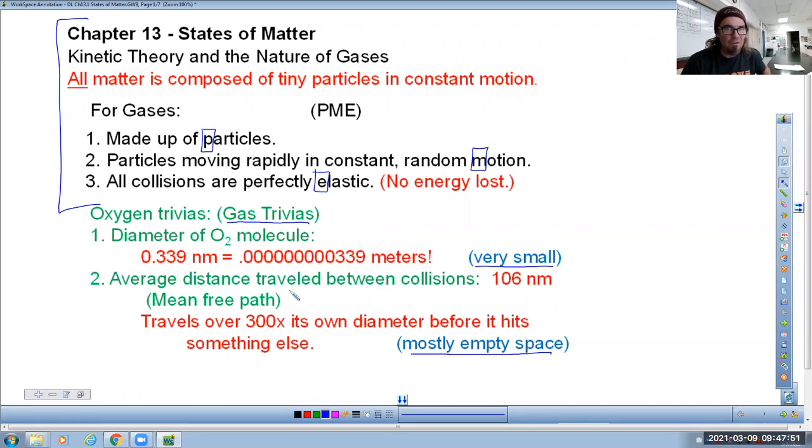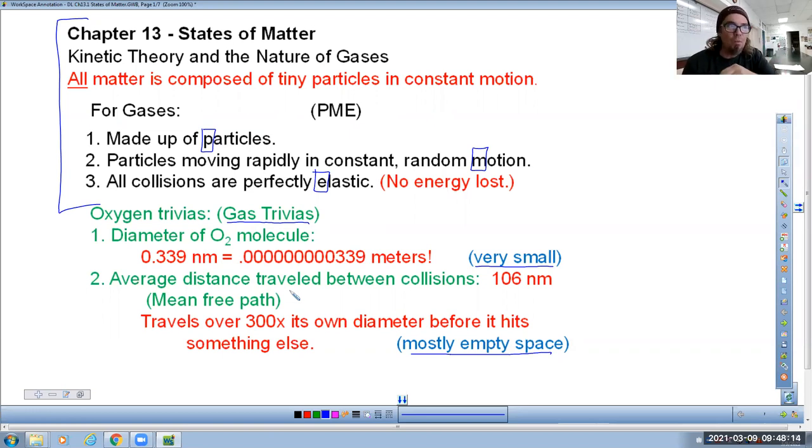Because after you leave milli, you go to micrometer, which is 1,000 times smaller than a millimeter. Then from micrometer, you go to nanometer, which is 1,000 times smaller than that. So 1,000 times 1,000 is a million times smaller than a millimeter. Okay, so we're talking about this is extremely small.